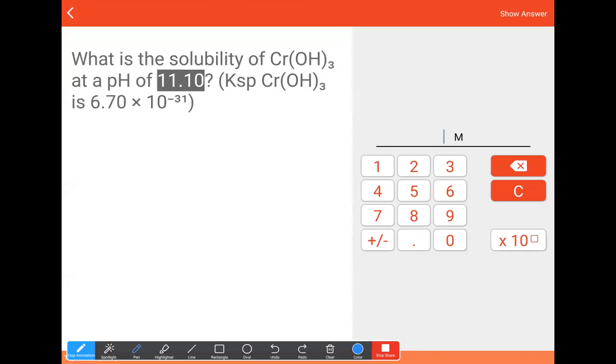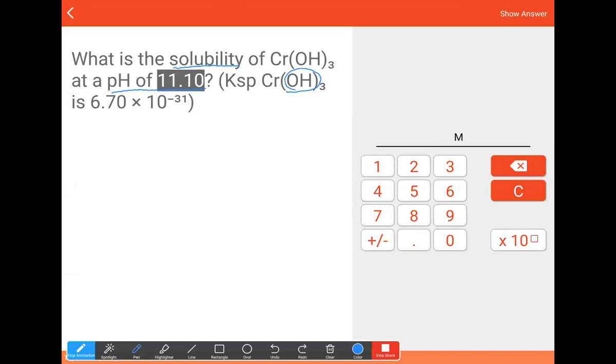All right, this is a great question. We're looking for solubility, but in this question we have a common ion. It's a little bit hidden in that we're given pH, but pH is essentially that ratio of H3O plus to OH minus, and if it's above 7, then we have more OH minus than we have H3O plus, and OH minus is a common ion to CrOH3.